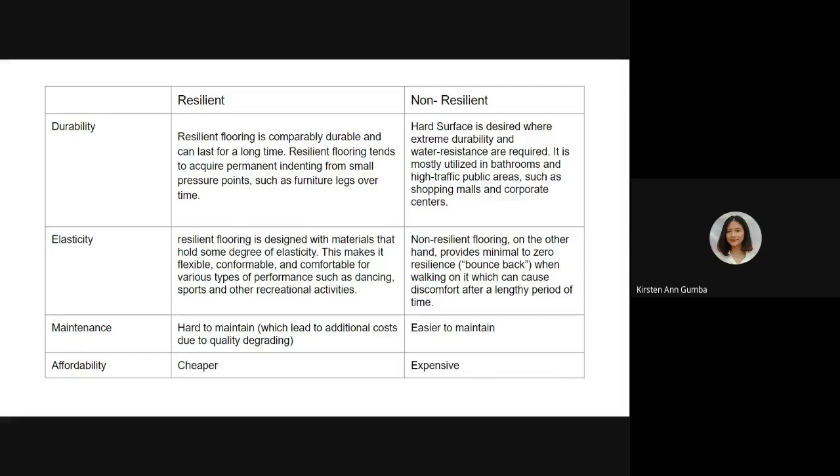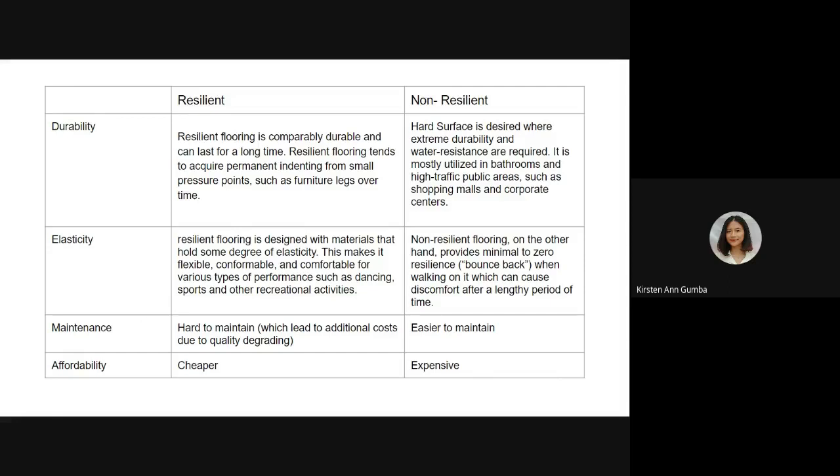On the other hand, non-resilient flooring provides minimal to zero resilience, or what they call bounce back. So when you walk on it, it can cause discomfort over a long period of time.